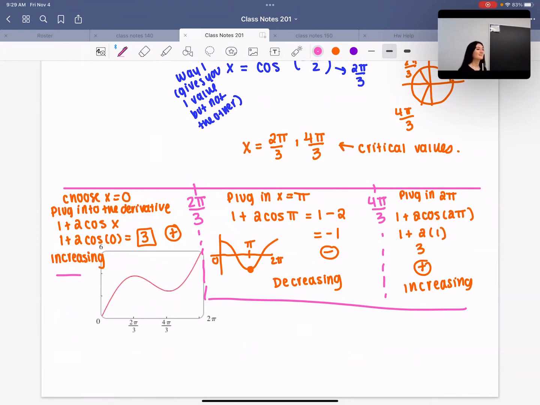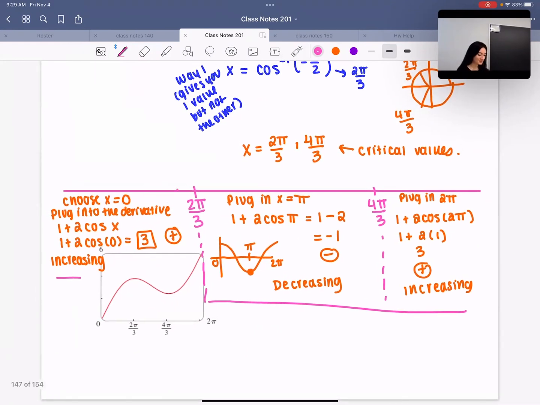Increasing. So max. If I drew it, I'd be going up and then I'd be going down. So that's a local max. Okay, so that means we have a local max at 2 pi over 3.